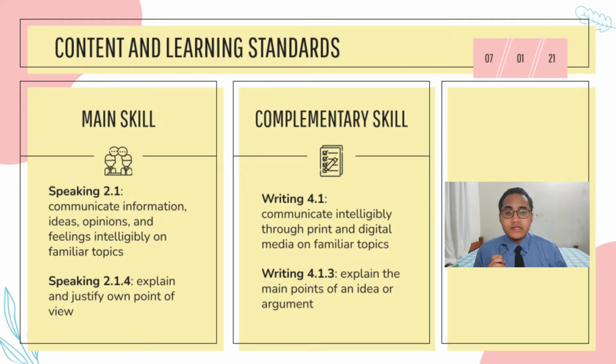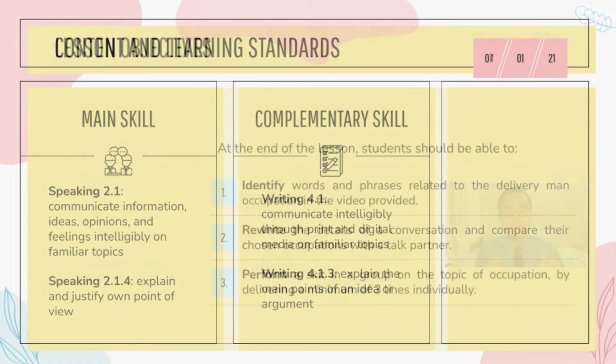Next, the main skill of this lesson will be speaking, and it will be coupled with writing as the complementary skill. The content and learning standards include Speaking 2.1, communicate information, ideas, opinions, and feelings intelligibly on familiar topics, and Speaking 2.1.4, explain and justify own point of view, and also Writing 4.1, communicate intelligibly through print and digital media on familiar topics, and Writing 4.1.3, explain the main points of an idea or argument.